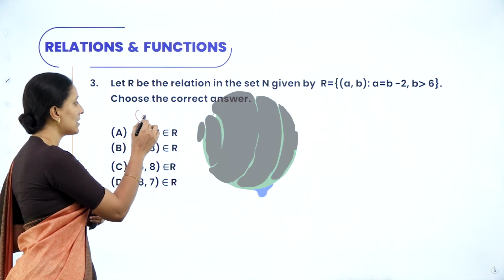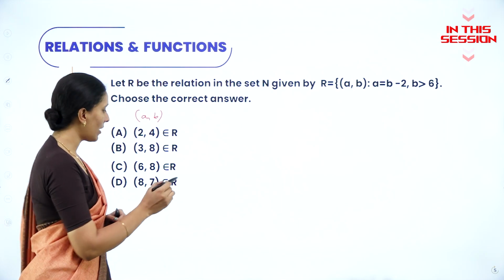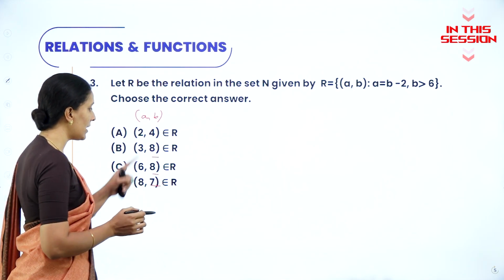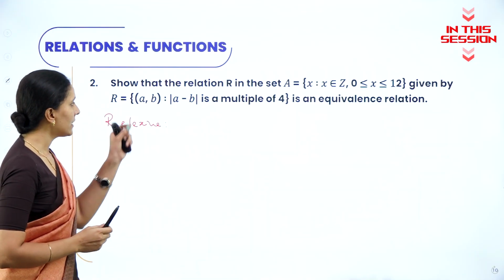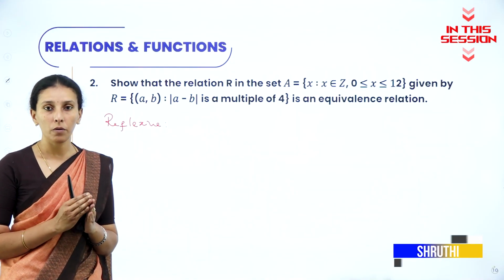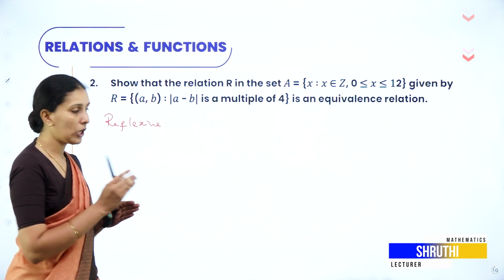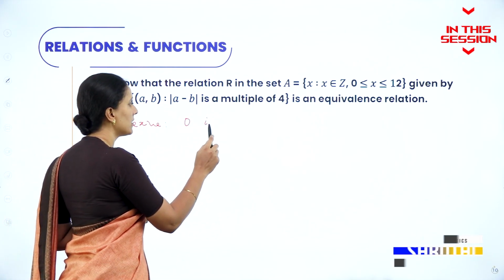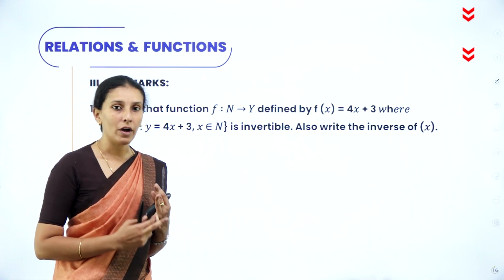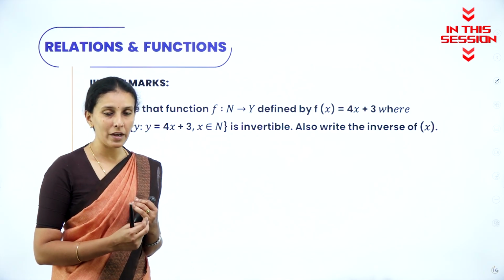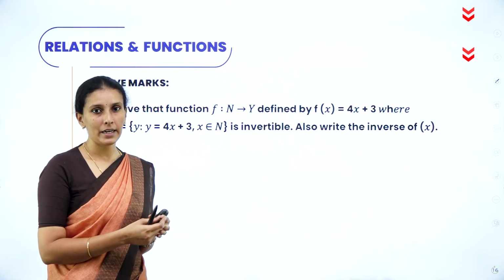If we consider this in the form of (a, b), b should be greater than 6. So that means we can select from these three, because b is less than 6 here. We can clearly take the elements of the form (0, 0), (1, 1), (2, 2) until (12, 12), because 0 is a multiple of 4. So we can use two methods here. One is to show that the function is one-one, onto, bijective, hence it is invertible, and writing the inverse of x.